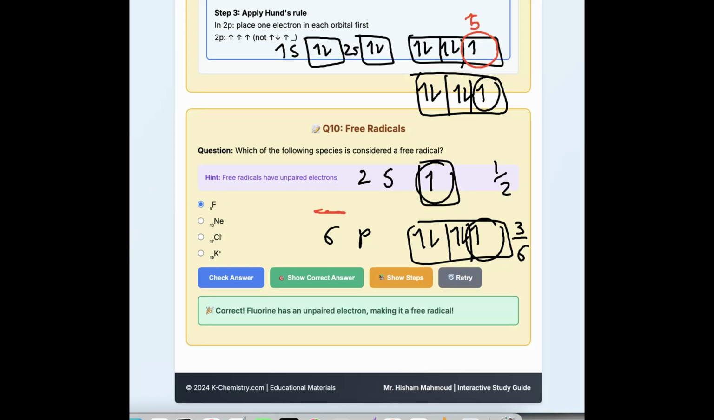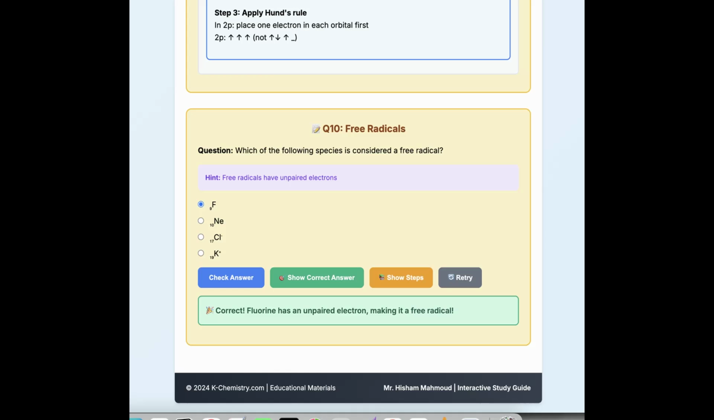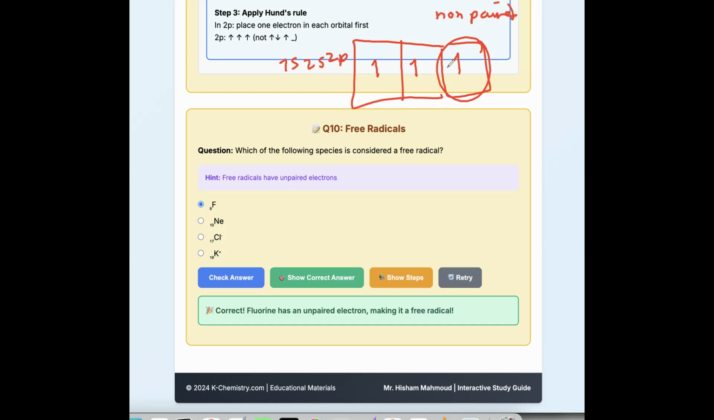So again, have a look. If you want to see how a free radical is made, if you have the last orbital of the configuration of fluorine, 1s2, 2s2, 2p6 like that, the last one only is half filled. So it is called non-paired. What is the meaning of non-paired? It means that it is 1 electron alone, not like this. This is paired, this is paired, this is paired. So you have to have one orbital only non-paired, then you can call it a free radical.